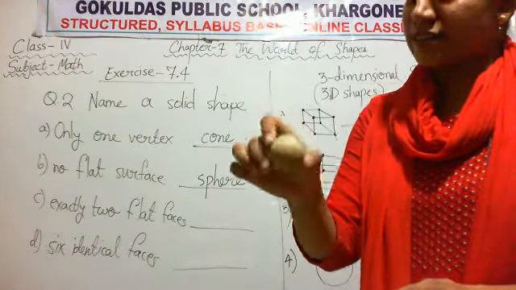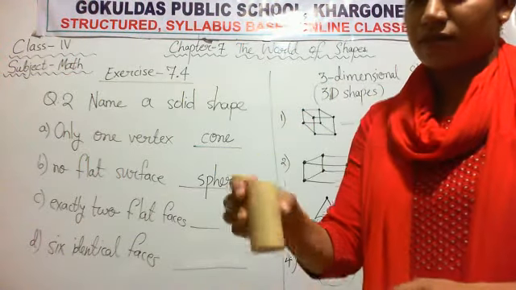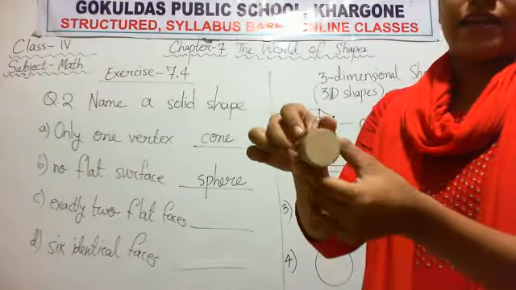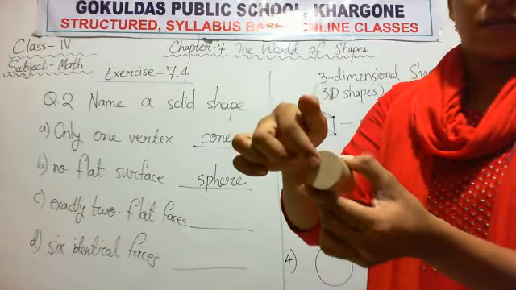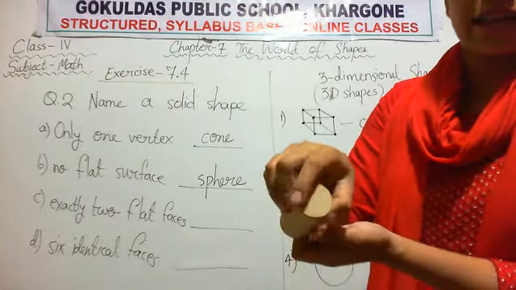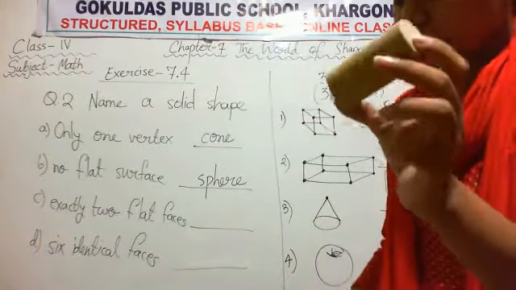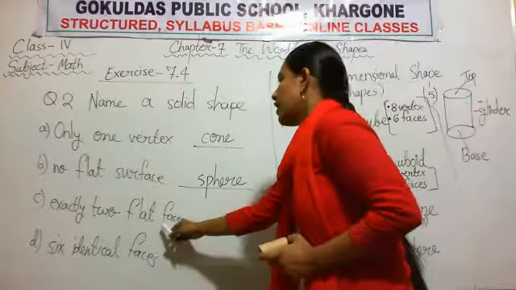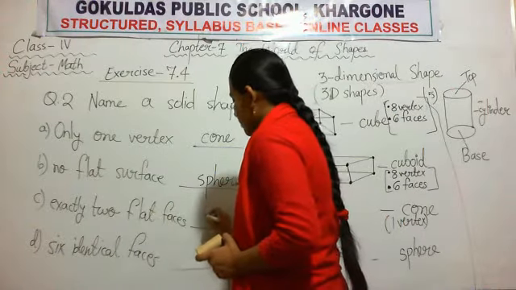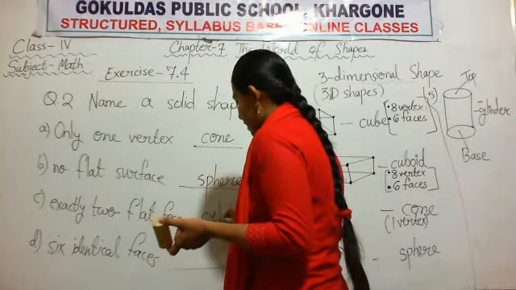Sphere, it has no flat surface. So which one is left? Cylinder, it has one flat surface and on the other side also a flat surface. So cylinder is the solid shape which has two flat surfaces. So which shape has exactly two flat surfaces? Cylinder has.